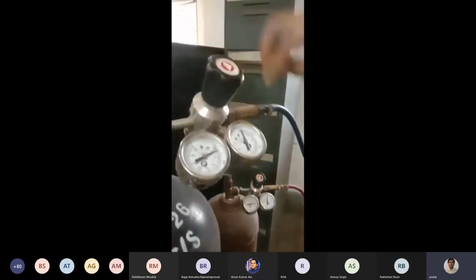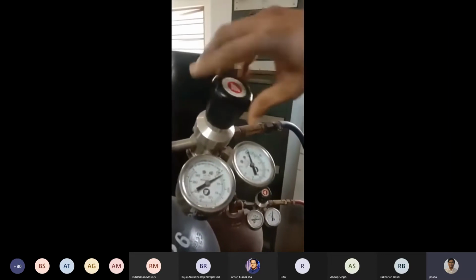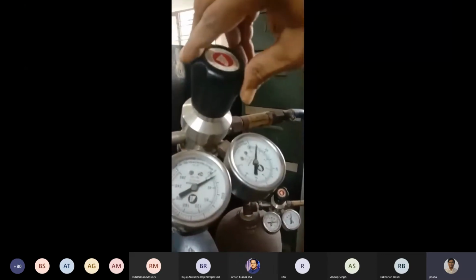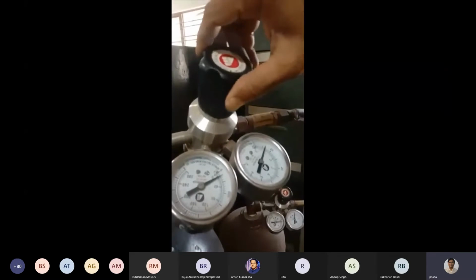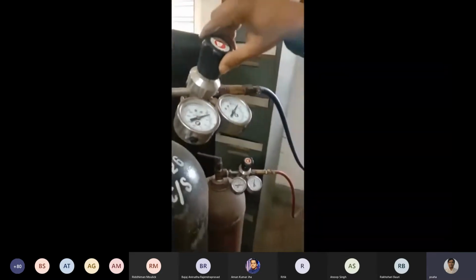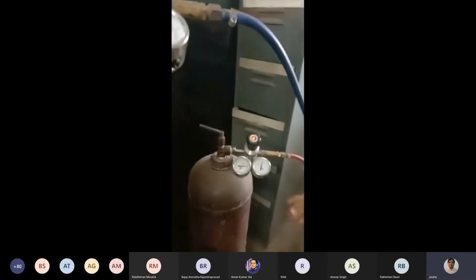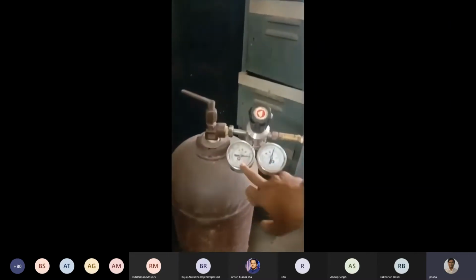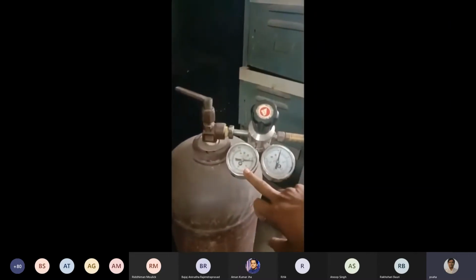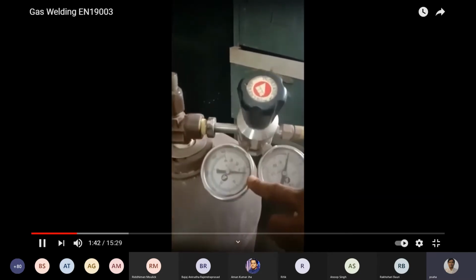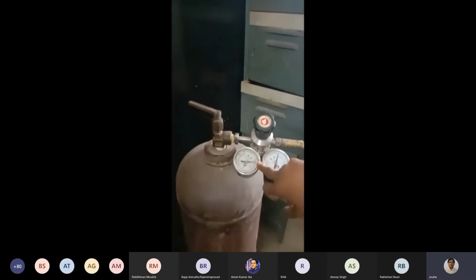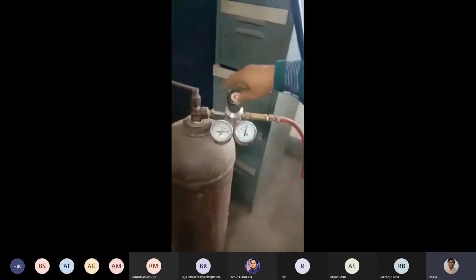Now you have to set the working pressure by rotating this knob. I am setting the working pressure up to about 1 kg per cm square. And you see, when this tank is fully filled, it will show 17.5 kg per cm square pressure. But now it is showing about 3 to 4 kg per cm square.